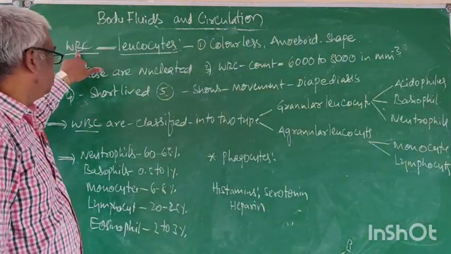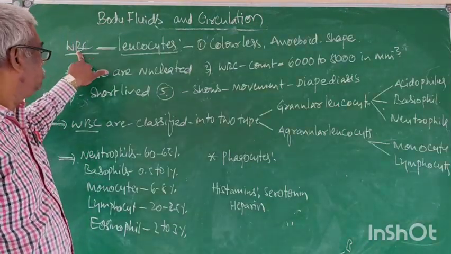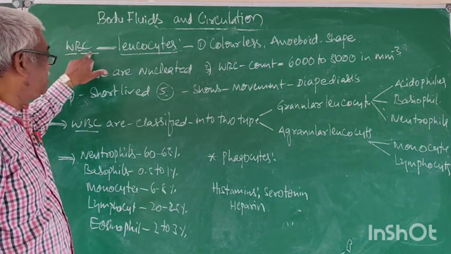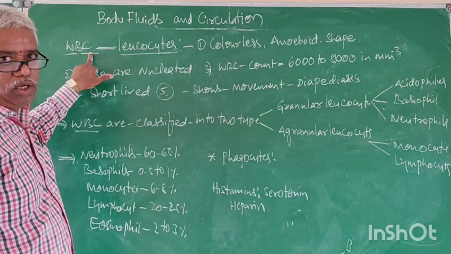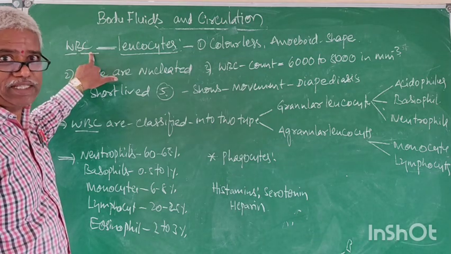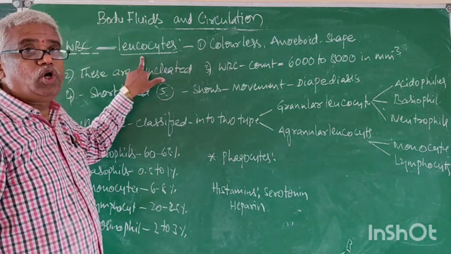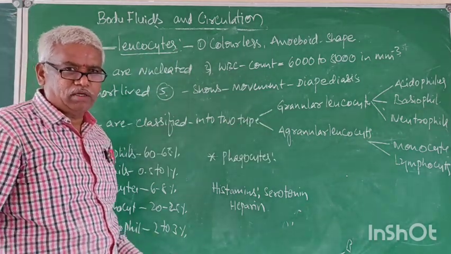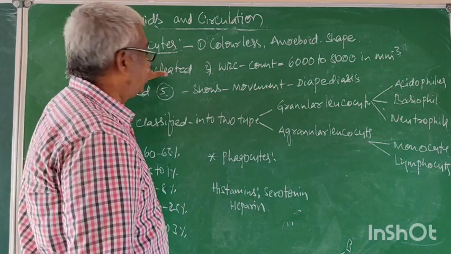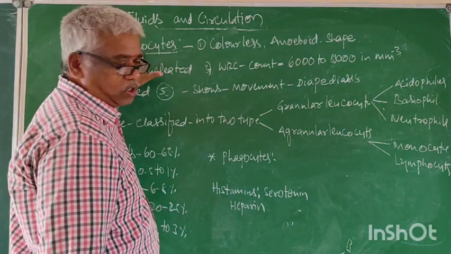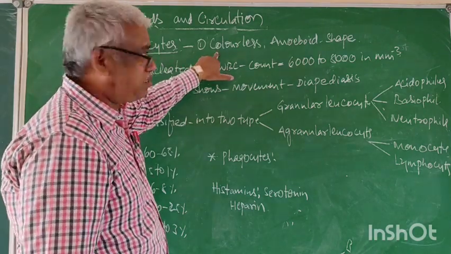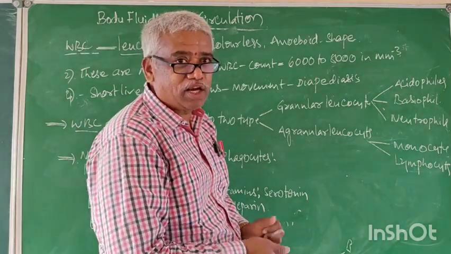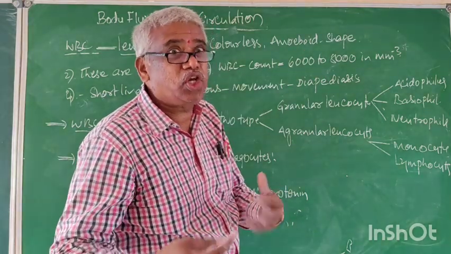Now, WBC. Expansion. White blood cells. White blood cells. Scientifically, leukocytes. Now these are the characters, most important than the others. Now, scientific name of WBC, leukocytes. Colorless, amoeboid shape. And these are colorless, shapeless.